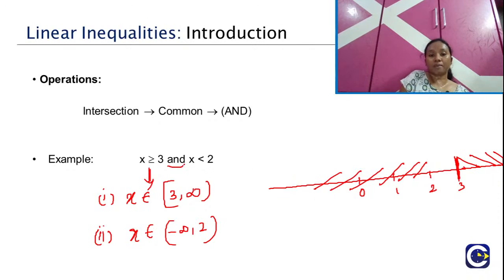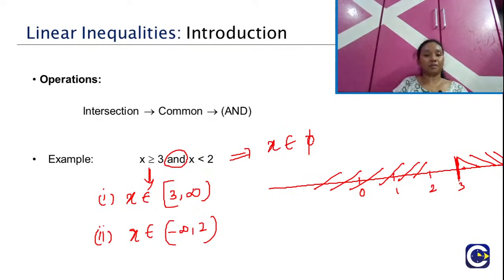But here my operator is AND, so I will write x belongs to the null set. That means I don't have any solution here. If it is an OR operator, then I can combine both the solutions of the inequalities and write my solution. But here the operator is intersection, that is AND. I don't have any common area here, so my solution here will be a null set. This is how we apply our operations and write the solution of the inequalities. Right, so let's move ahead.